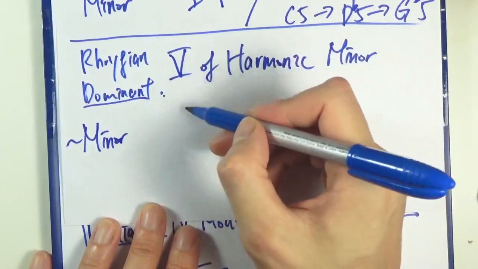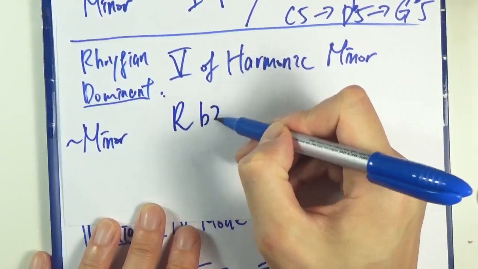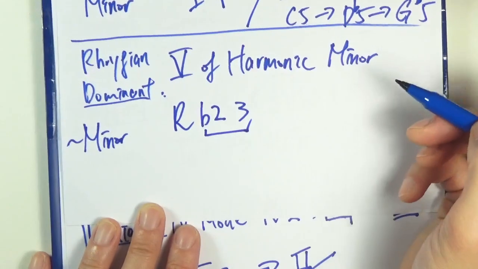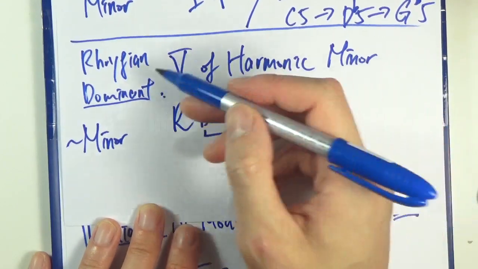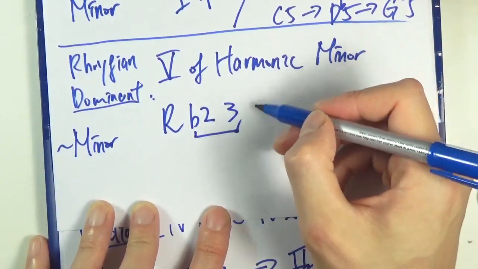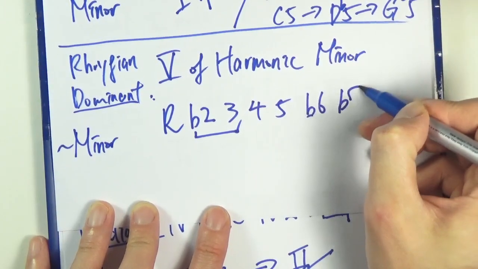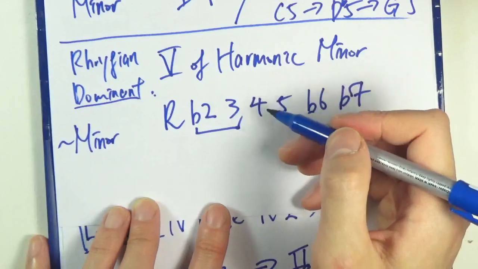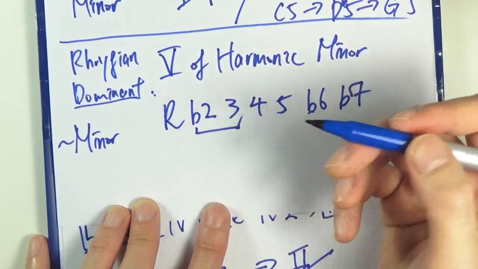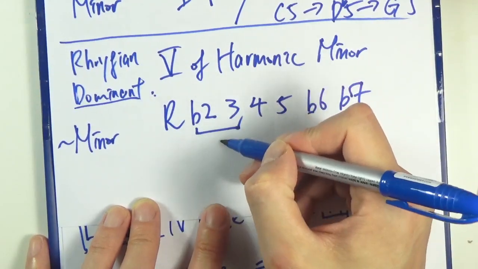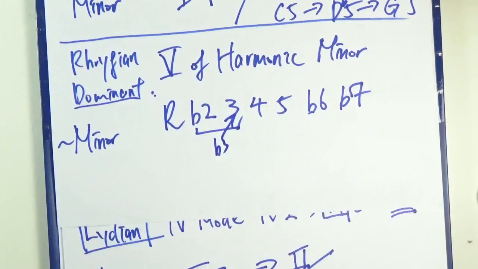Okay. Formula: root, flat 2, major third. These two are the characteristic notes of Phrygian dominant. Okay, and perfect 4th, 5th, and then flat 6, flat 7. In some cases, if you play the guitar or even on piano, you can do this flat 3 to 3 move again. All right, bend up the flat 3 to the 3.